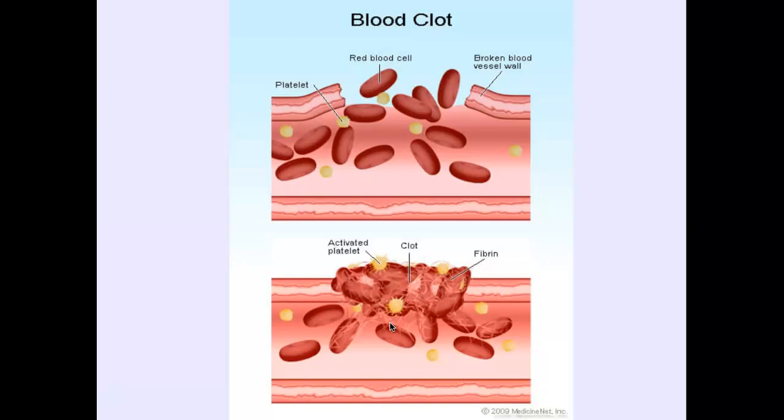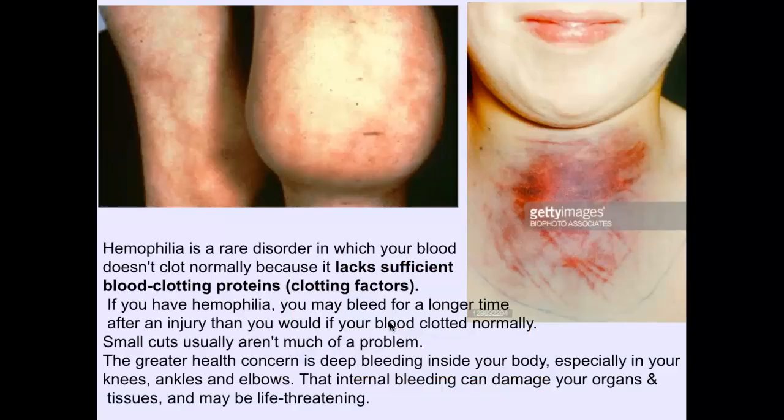And then our last disorder is hemophilia. Hemophilia is a genetic disorder. It's relatively rare, but you are born with a deficiency in 1 or 2 clotting factors. So these are the clotting factors. It's not platelets, it's not fibrin, it's this other category called clotting factors. So if you have it, it just means that you have a problem clotting your broken blood vessel. So you may bleed for a longer time after an injury than you would if your blood clotted normally.